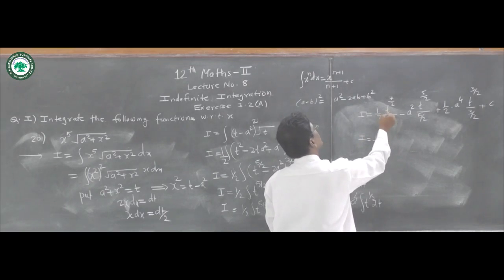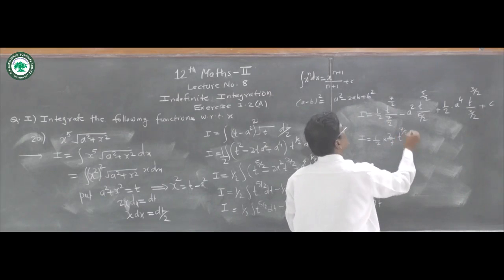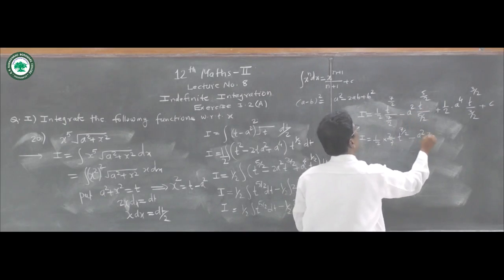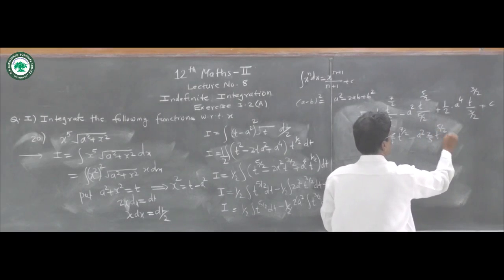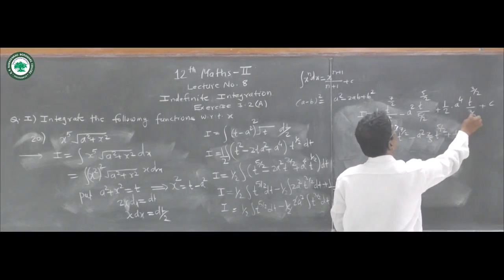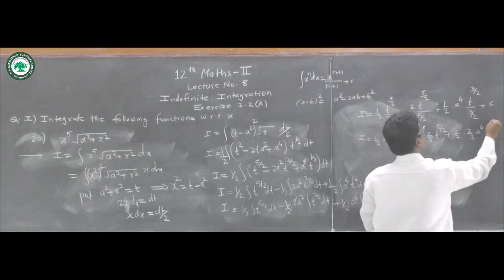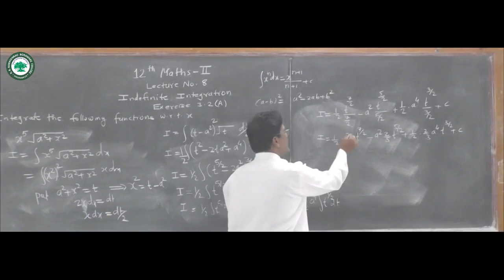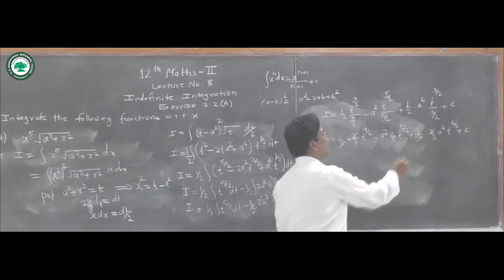into this 7/2 as 2 upon 7 in terms of multiplication, t to the power 7 upon 2 minus this a square as it is, this 5/2 we write 2/5, so 2/5 into t to the power 5/2 plus 1/2, this 3/2 we write 2 upon 3, and this a to the power 4 t to the power 3/2 plus constant of integration. Now here this 2 and 2 get cancelled, 2 and 2 get cancelled. Here also 2 and 2 get cancelled.